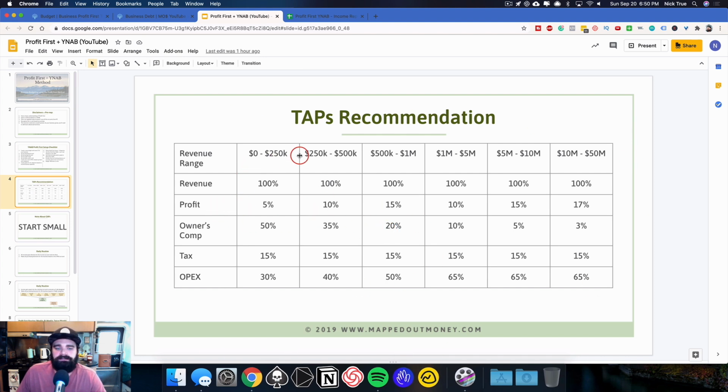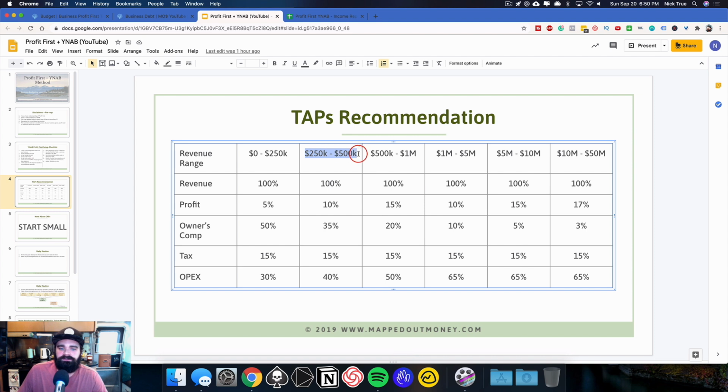And so let's take this for example. If you're a business that's doing $250,000 to $500,000 in revenue, Mike, the author of the book, would recommend that you try to aim for 10% profit, 35% owner's compensation, 15% in taxes, and 40% for operating expenses. Now, again, though, this can vary drastically based on your industry.